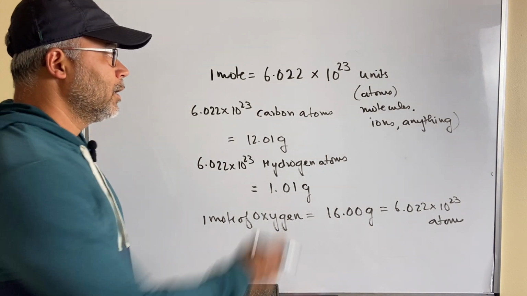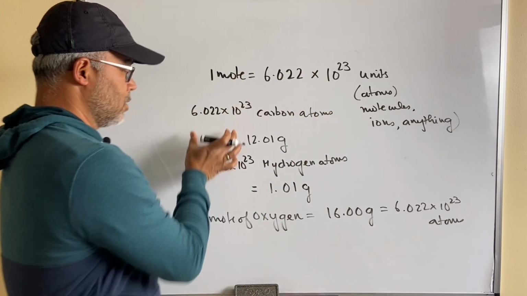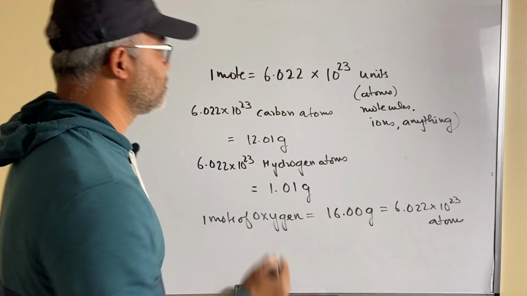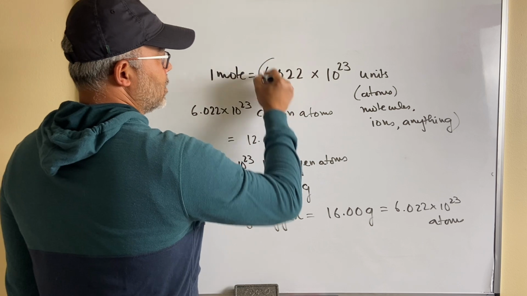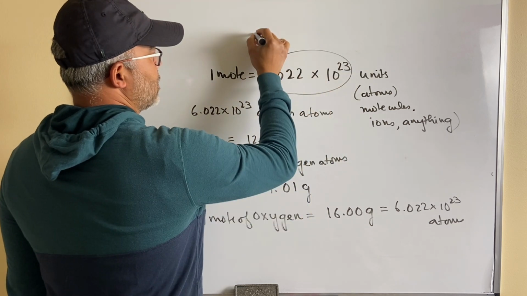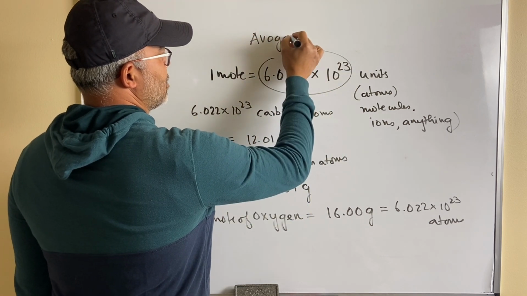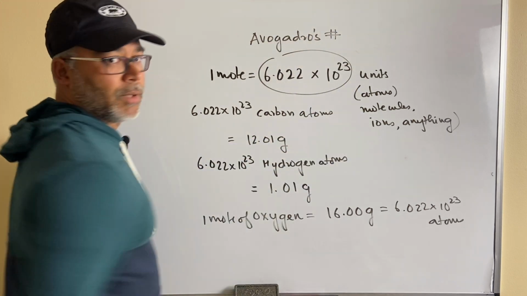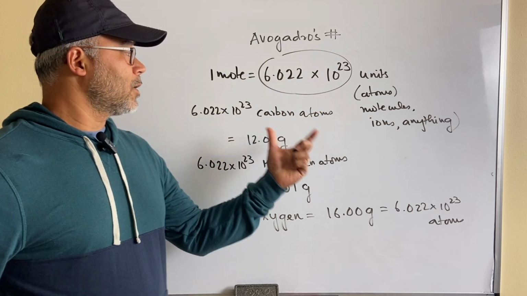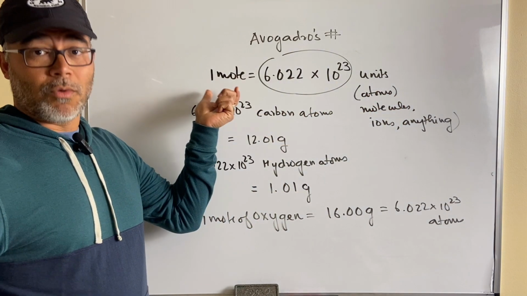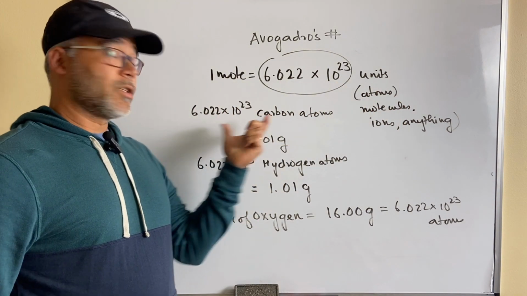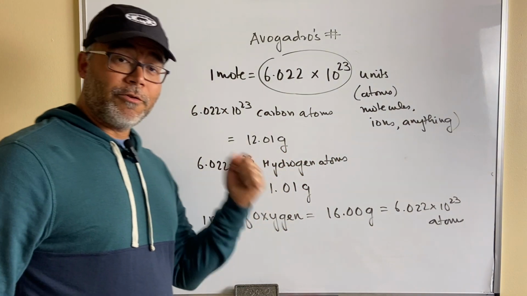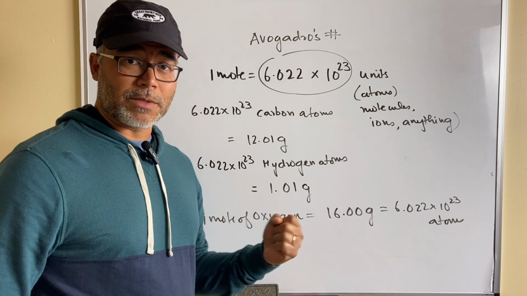So you might be thinking, well, what is this number called? It turns out this number was actually coined by a scientist named Avogadro. Therefore, this number is named after that scientist. So it's called Avogadro's number. Avogadro's number of units is equal to 1 mole. Avogadro's number of carbon atoms would be equal to 12.01 grams. Avogadro's number of hydrogen atoms would be equal to 1.01 grams, and so on.